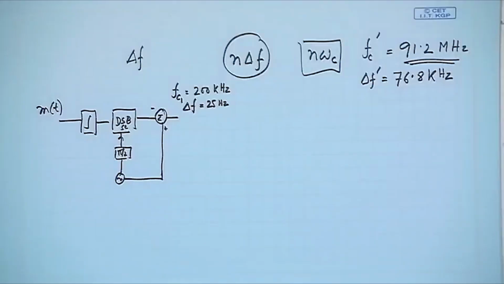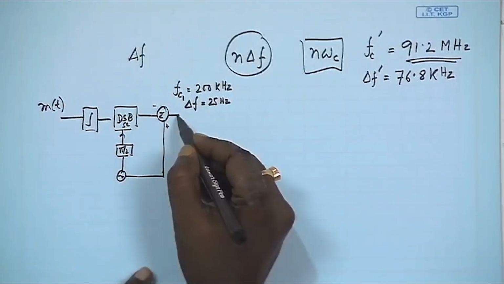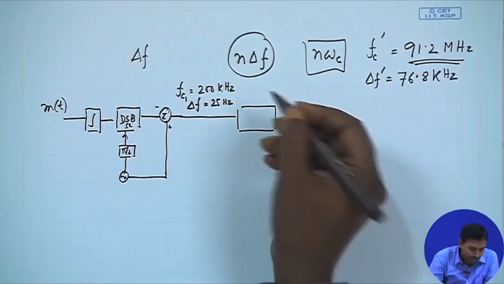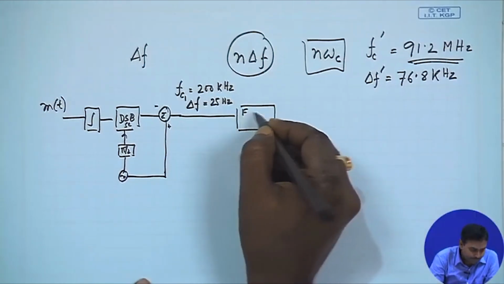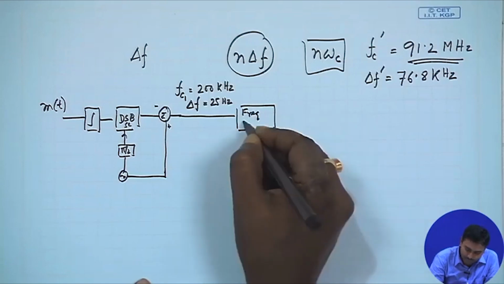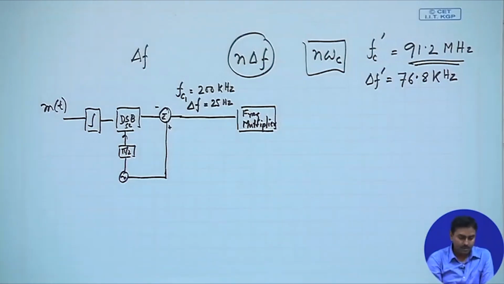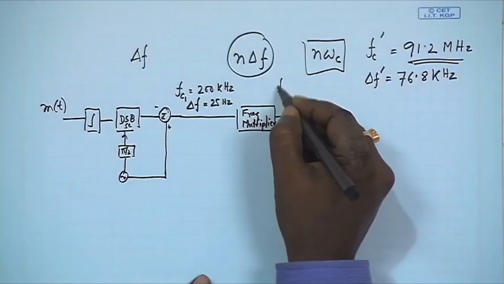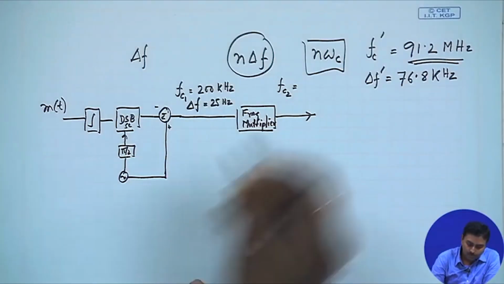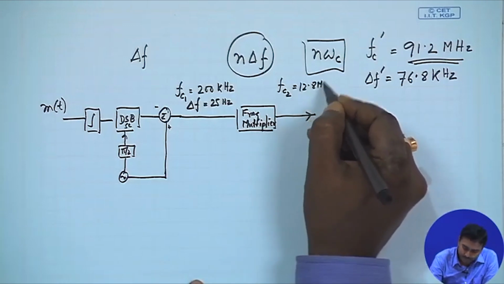So, this is what general FM does. If this is the case, then there will be a frequency multiplier. This is the frequency multiplier we are talking about, that means nth order nonlinearity which increases the deviation of FM as well as the carrier frequency, so this is the indirect method. With that we create an FC2 which will be 12.8 megahertz.